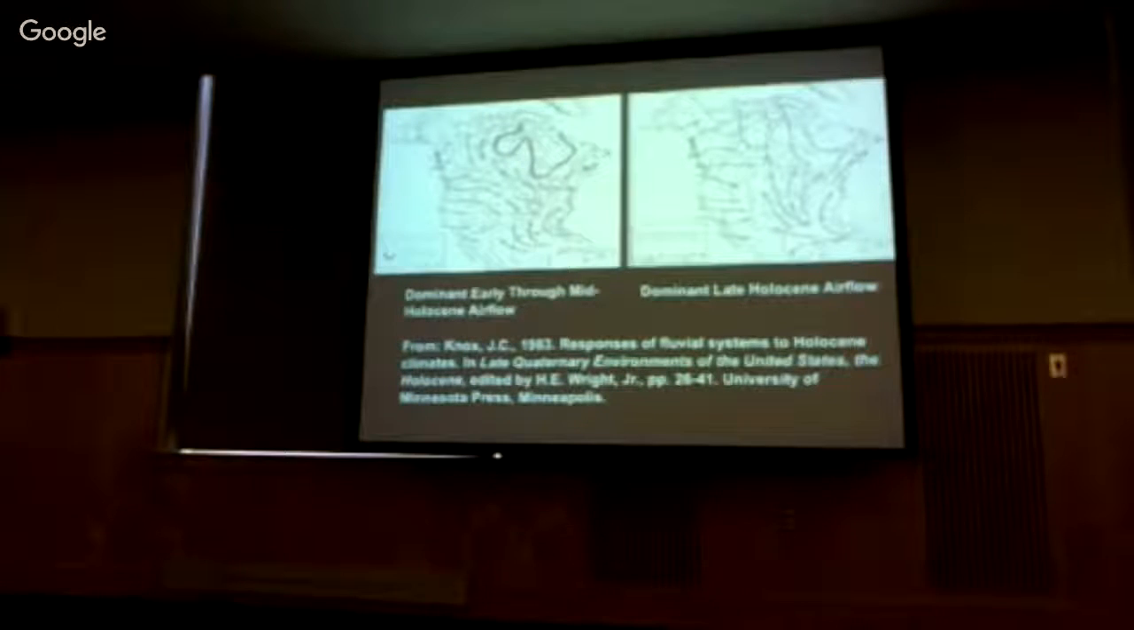So we see this landscape response to these two different types of dominant airflow patterns, which may seem oversimplified, but I think Jim got it right. This had a really strong influence on the alluvial record that I just showed you. So, okay, that's a mouthful.